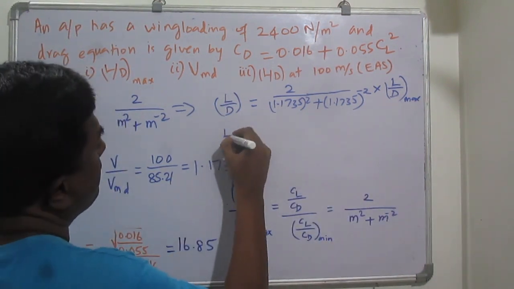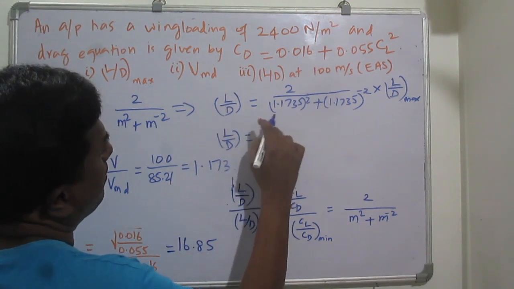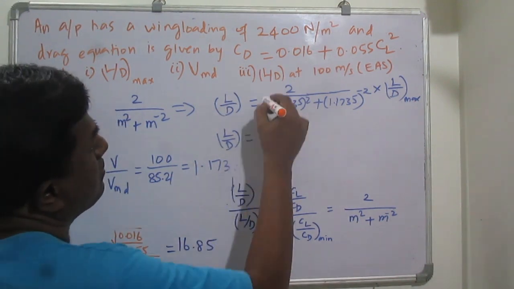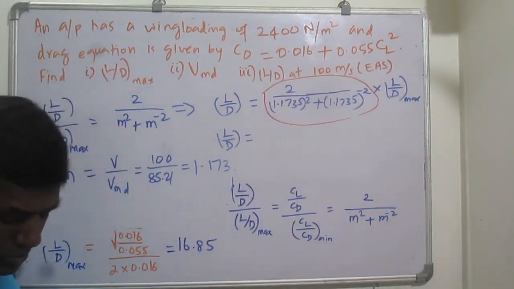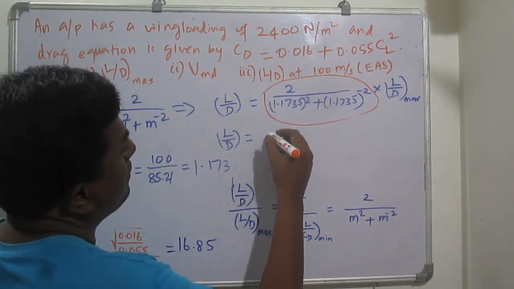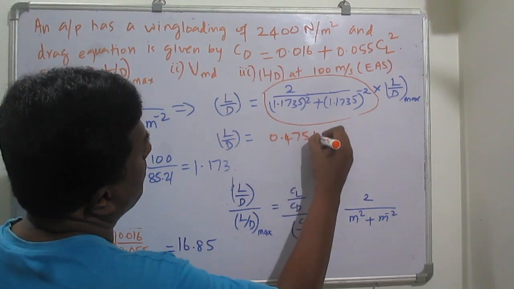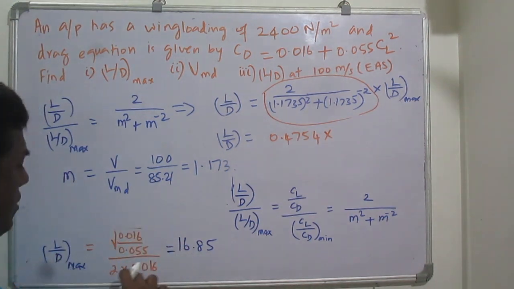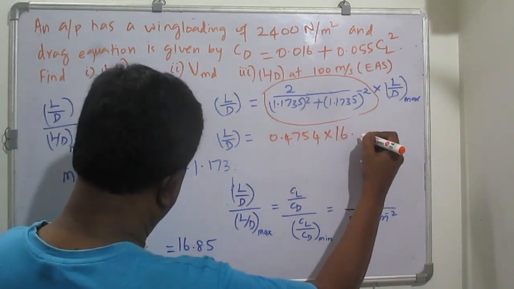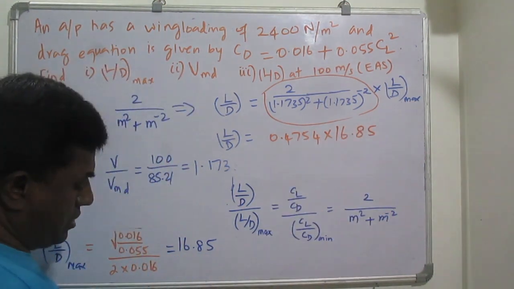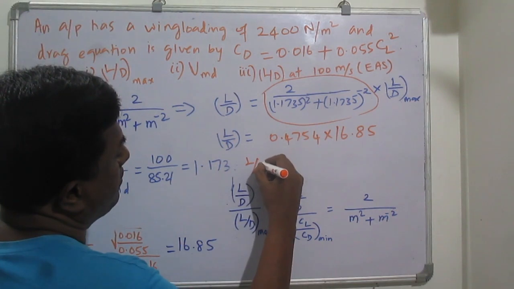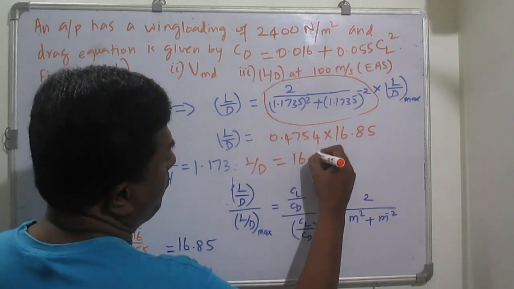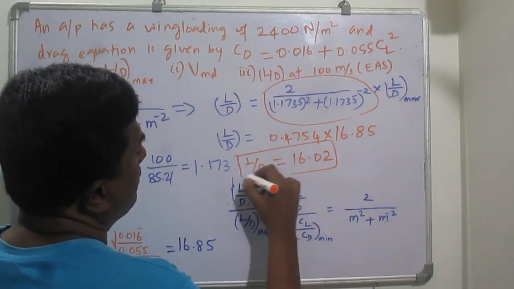So L by D ratio at other speed, 100 meter per second, is equal to 2 by this ratio. This value alone comes to something around 0.4754, this value alone, into L by D ratio maximum, which is 16.85. So by doing this calculation we will be getting around L by D ratio equal to 16.02. So this is the value.